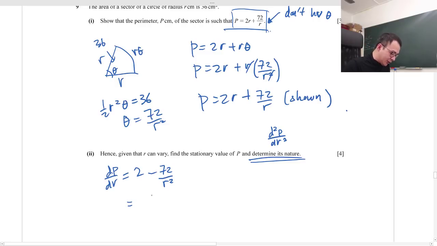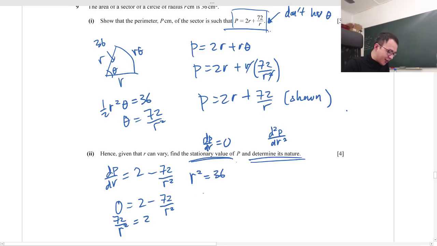Okay, so stationary means either maximum or minimum, right? So dP dr will be equal to 0. So I will just solve this. 72 over r squared equals 2. And then r squared equals 36, r equals positive 6. I will not write positive and negative 6 here, because the length cannot be negative.